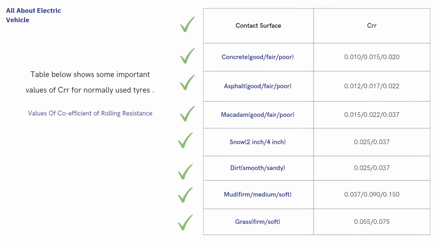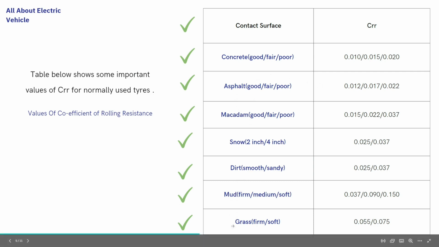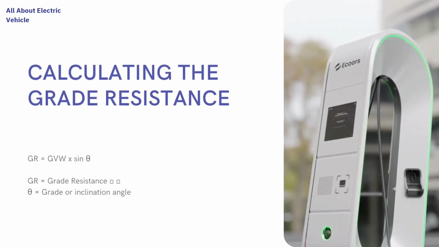This table shows some important values of CRR, that is, the coefficient of rolling friction, normally used for tires, and values of the coefficient of rolling resistance also. For example, for concrete, it's 0.010 if it's good, 0.015 if it's fair, and 0.020 if it's poor. Similarly, there are values for other contact surfaces like mud, dirt, snow, grass, etc. You can go through this table.